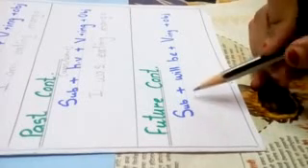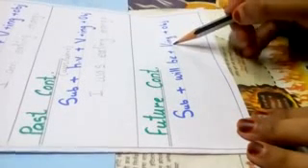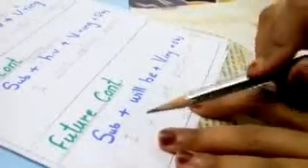Now I'm converting it into future tense. So for the future continuous tense, I have the formula subject plus will be plus V plus ing, that is V4, plus object. So my subject is I, will be eating mango. I will be eating mango.